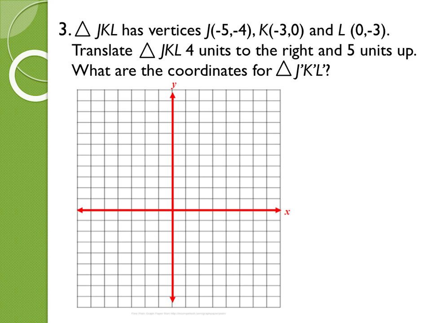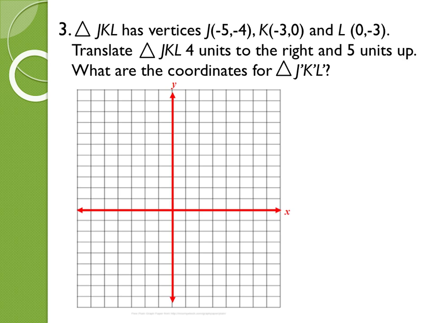Triangle JKL has vertices J (-5, -4), K (-3, 0), L (0, -3). Translate triangle JKL 4 units to the right and 5 units up. What are the coordinates for triangle J prime, K prime, L prime?